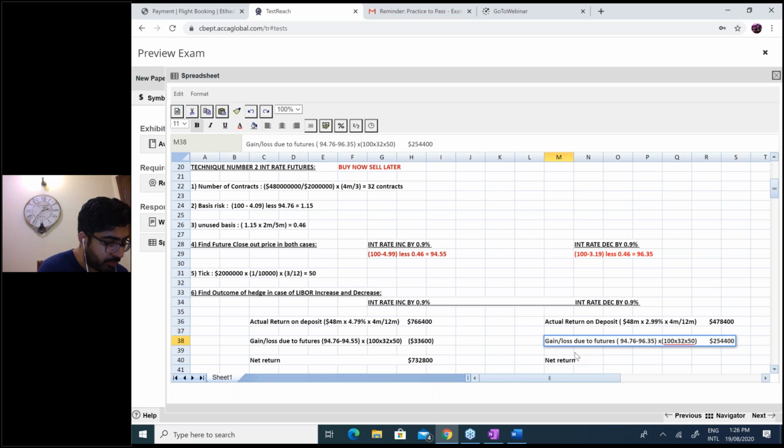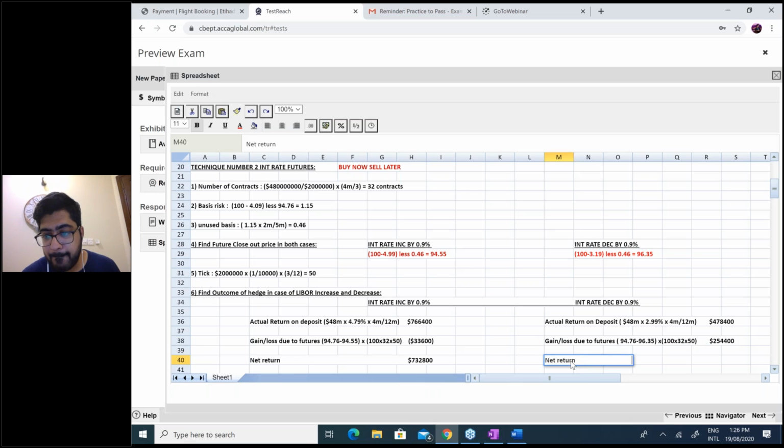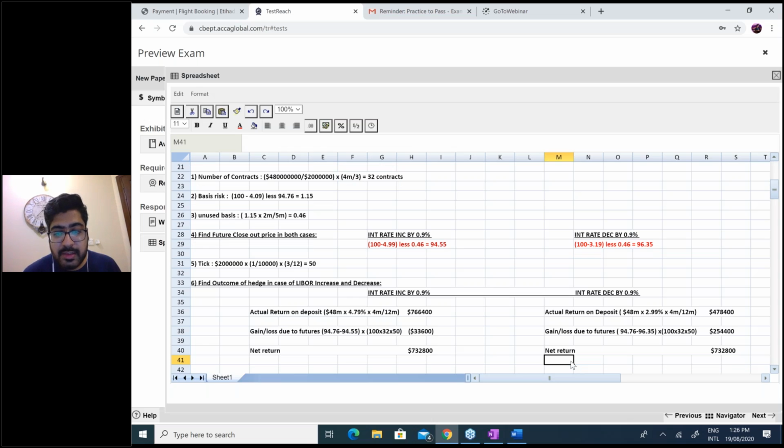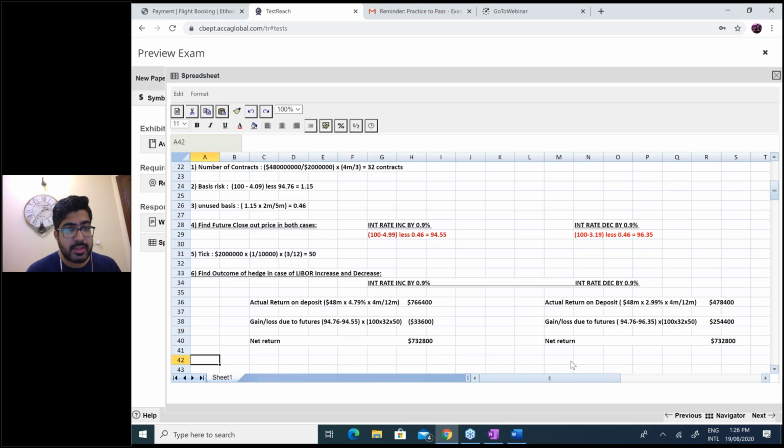474,800 plus 254,400. The net return is $732,800, and like the FRA, the futures answer is always going to be matching in both cases. In both cases, the answer coming is 732,800. Move towards the last step, then we will end the class and take any questions from you.